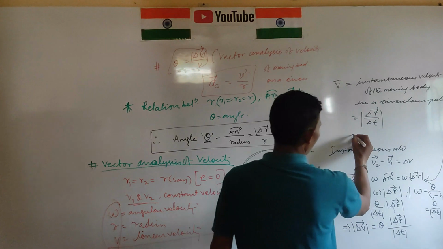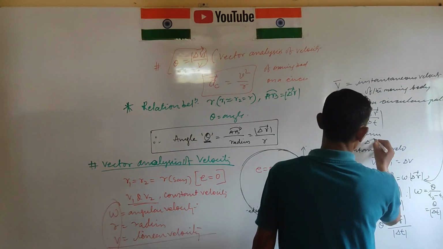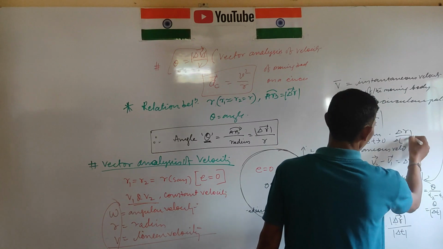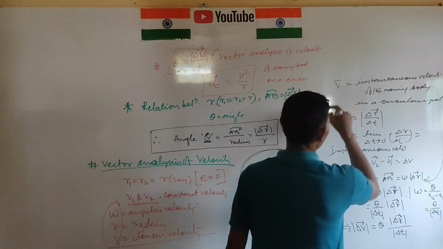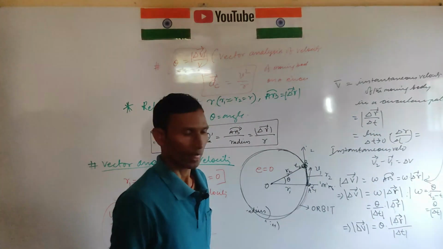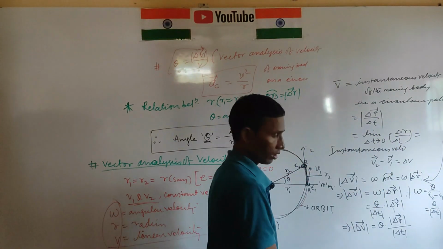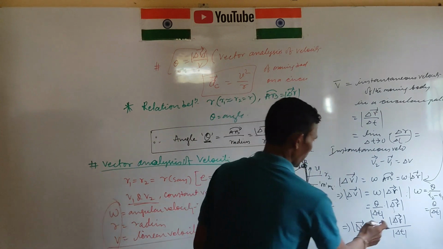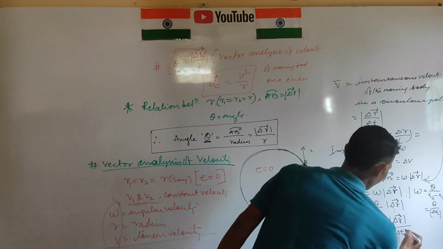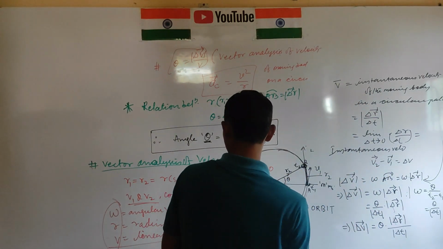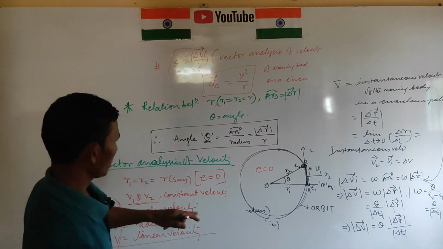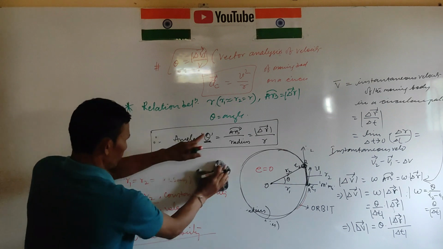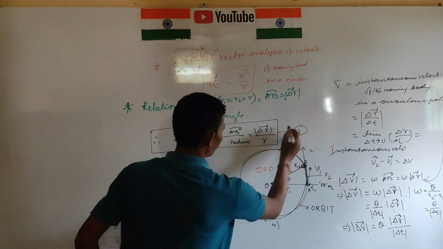This is the limit when delta t tends to 0, that is delta r upon delta t, and this is called instantaneous velocity. So here is the limiting value. So instantaneous velocity is v. So here is v, write v here. This is required. This is equation 1.